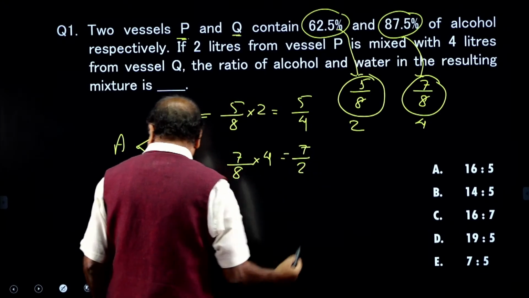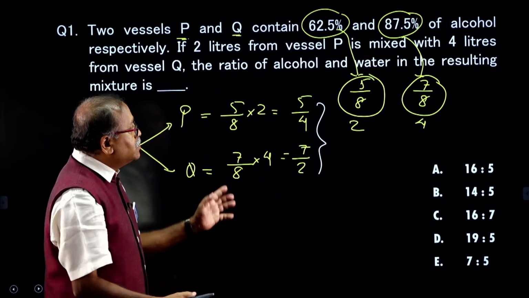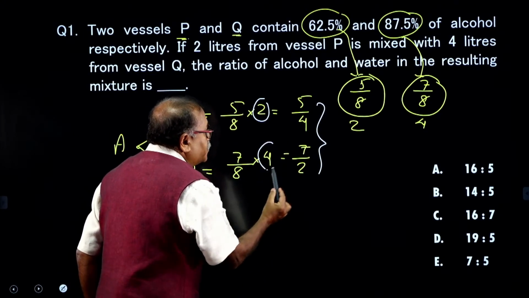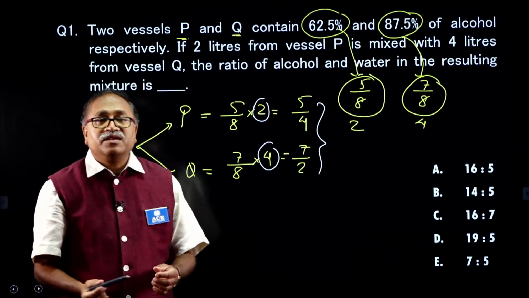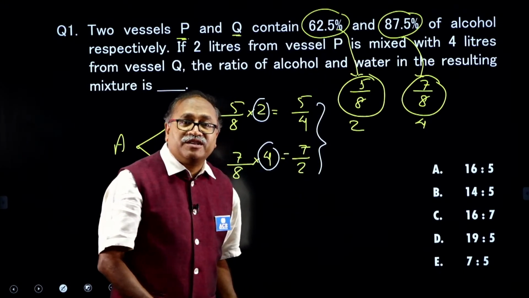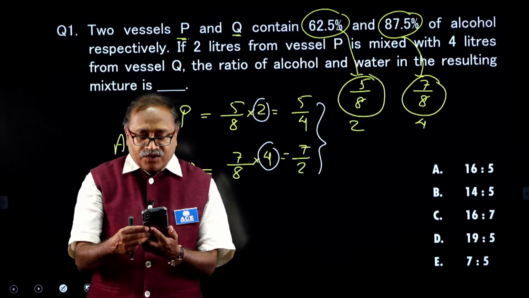So, what is my total alcohol? You can find it out, total alcohol, and similarly from the total 6 liters, if you take out the alcohol quantity, you get the water quantity, and you can find out the ratio of alcohol to water. Do it, my young friends.